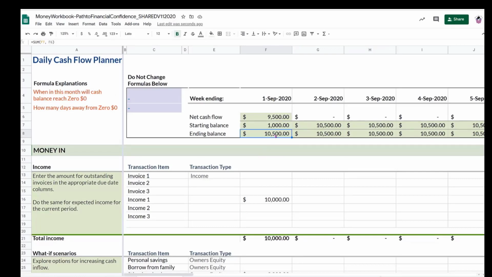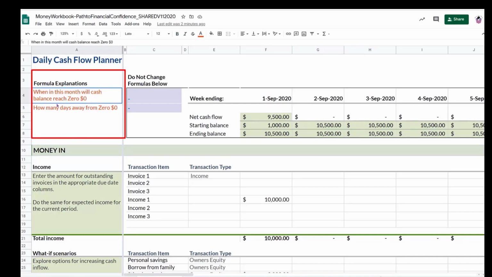What's really important to understand when it comes to net cash flow is the next day starts with the ending balance of the previous day. That specific number is incredibly important to see because if this number starts decreasing and gets close to 0, then you're going to see that these calculations will show you when in the month you basically reached 0 and how many days it took you to get to 0.